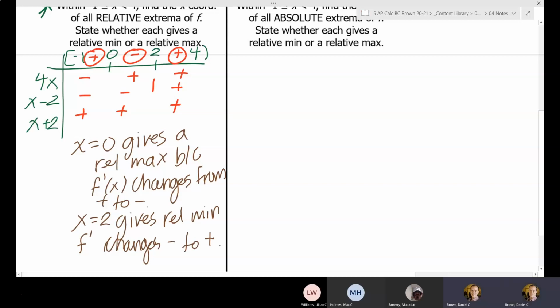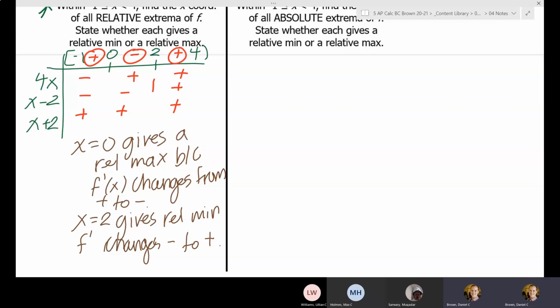Again, you could argue something about what -1 is, since the graph is increasing from -1. We know that -1 is going to be some sort of minimum. But in this class, we're just going to worry about justifying relative extrema where the first derivative changes sign.